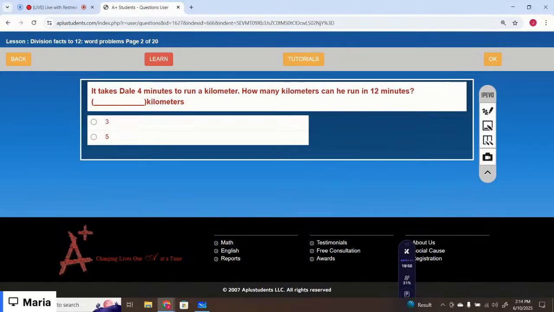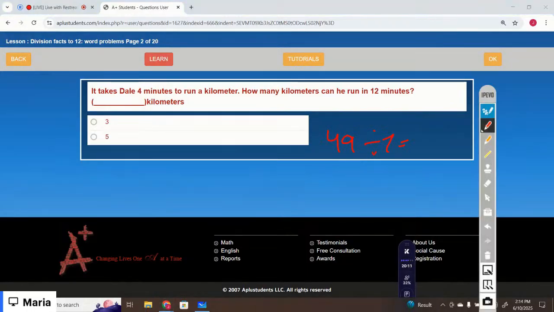It takes Dale 4 minutes to run a kilometer. How many kilometers can be run in 12 minutes? You need to divide 12 by 4. So 12 divided by 4 equals, you can write the answer just once. I can see your answers. So 12 divided by 4 equals, which is the correct option.